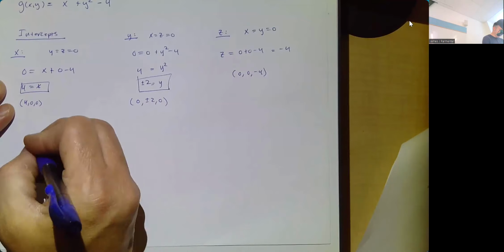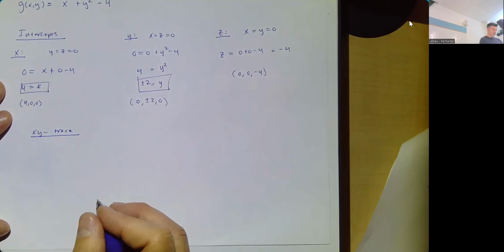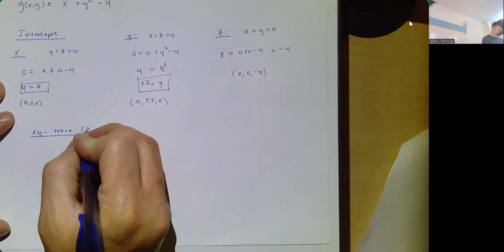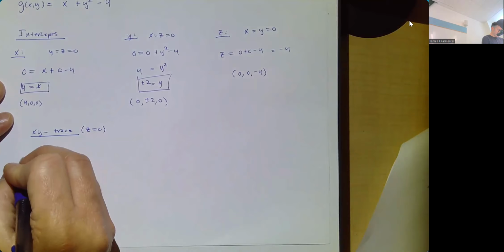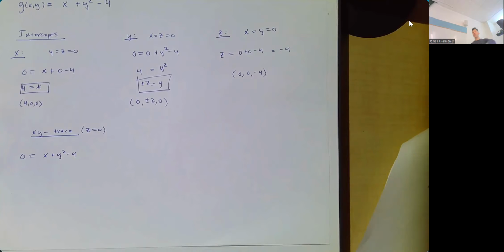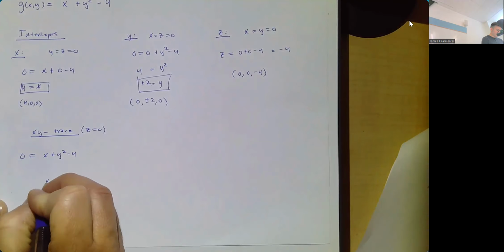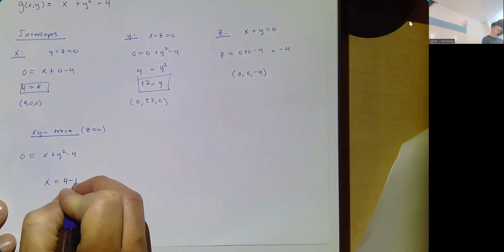Now let's do the xy trace. For the xy trace, we're setting z equal to 0, and we're getting 0 equal to x plus y squared minus 4. Normally I would say you should solve for y, because we're used to thinking of y as a function of x. But this is not one of those instances, because solving for y leads you to y equals plus or minus the square root. The better choice here is to isolate x and say that x is equal to 4 minus y squared.